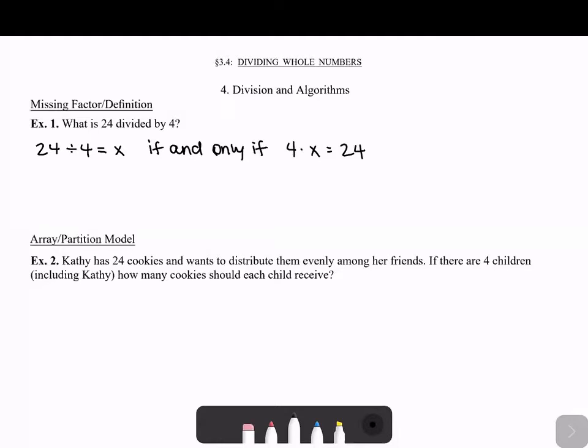is 24. From here, we can use our multiplication facts. If we have those multiplication tables memorized, then we would know that this means that x equals 6. So from here, we can take division and convert it into multiplication using the definition and find our missing factor that we needed there.